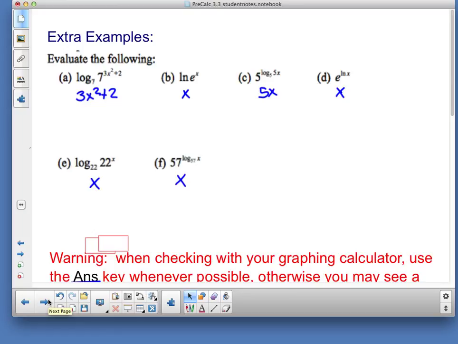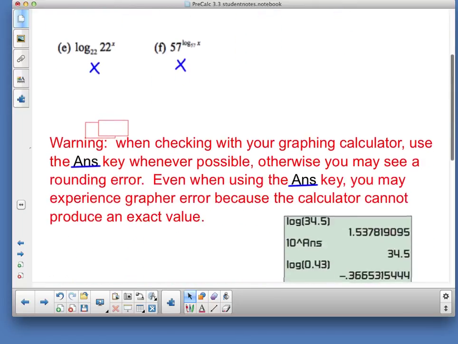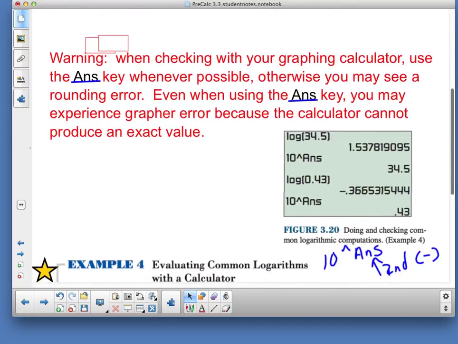Are there any questions about these? These are great Algebra 2 test questions. Okay? You guys have probably seen them. You worked with them. No problems, hopefully. Now, using your calculator.